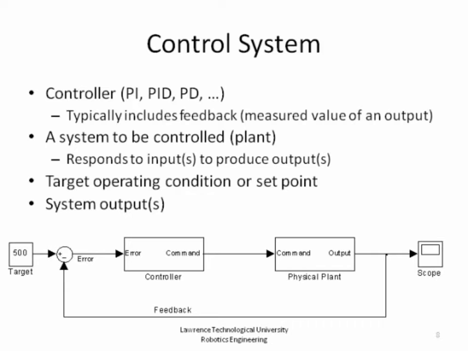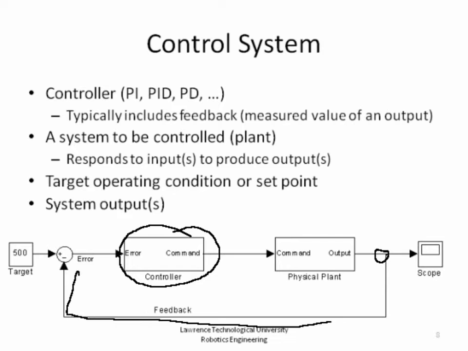One more definition here, control system. A control system consists of a number of parts. We have a controller. It could be proportional, could be PID, could be PD, could be some other control algorithm, but there is some kind of controller. The controller typically includes feedback, a measured value of the output. So if I measure my output and feed it back here, that goes into my equation. I have a physical plant, and I'll use the word plant throughout this lecture, just because that's a convention for control system things and habit.